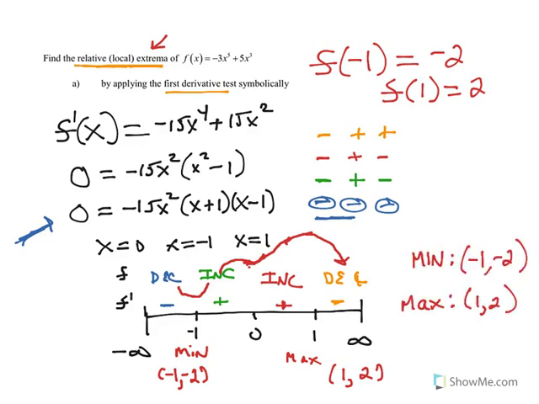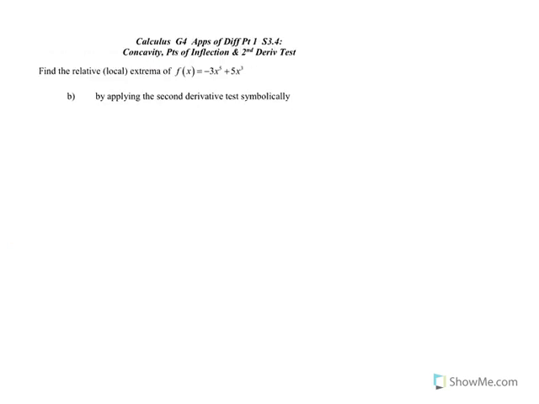And let's just go ahead and make sure we answered the question. So the question was, find the relative extrema. So final answer, we should have a min at -1, -2, and a maximum at 1, 2. Part B of this question, they want you to find the same thing. They want to know whether you have a min or a max, but they want you to use the second derivative test. So we're going to plug the critical values, the critical numbers, into the second derivative.